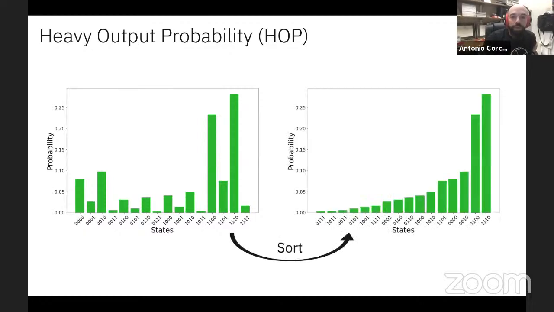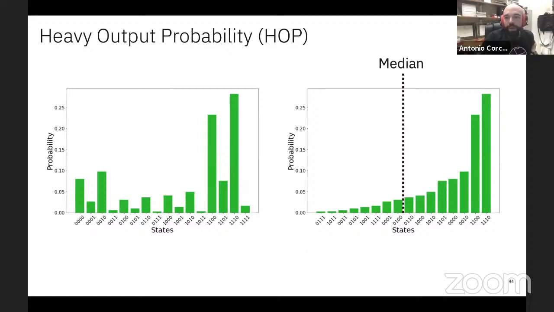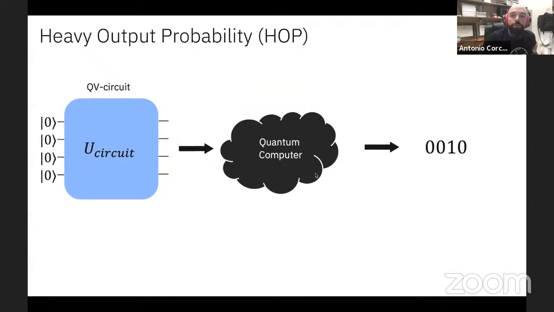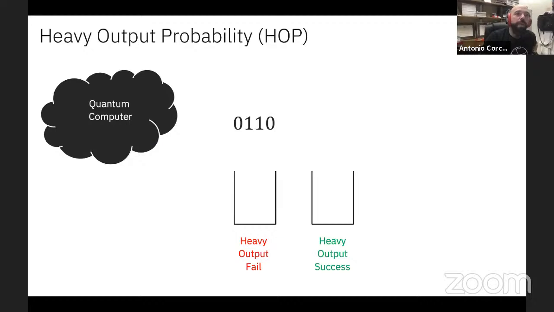Now we sort it in increasing probability, and we define the median, and any bit string to the right of the median is going to be heavy output, and any bit string on the left is not heavy output. So we take this one, for example, 0010, that is heavy output, so that's good. This is not heavy output, so that's not good, and so on. And then we start sampling our quantum computer. We get heavy outputs, we get no heavy output, and as we keep sampling, we build a probability of sampling a heavy output for a particular circuit.